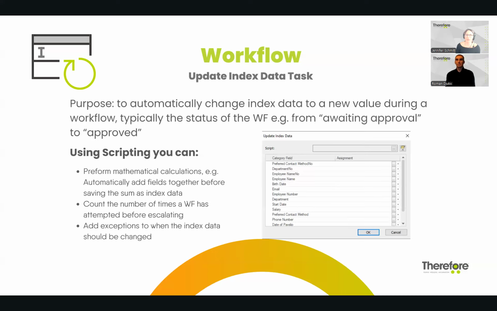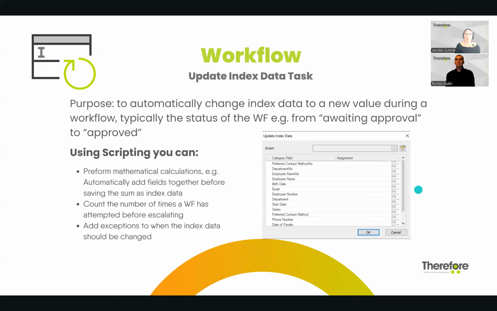Typically, we use this as a status field. So after a manual task, a manager can approve or reject the payment of an invoice, for example. And after a decision has been made, automatically the status field in the category will be changed to reflect the decision.